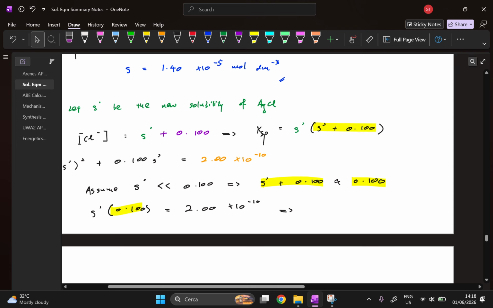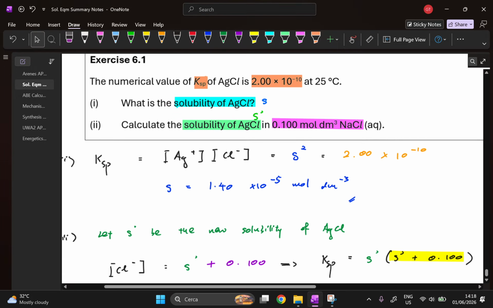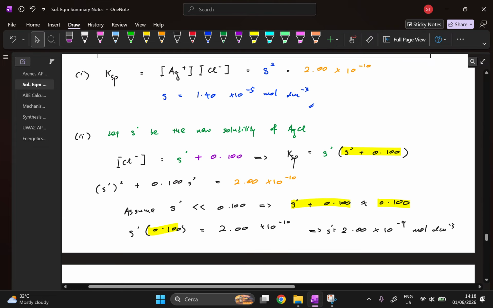Okay, so if you solve, you're going to get the new solubility will be 2.00 times 10 to the minus 9 moles per dm cube. So naturally, my solubility has gone down from 10 to the power minus 5 all the way to 10 to the power minus 9. And obviously, 10 to the power minus 9 is indeed much, much less than 0.1, because 0.1 is just 10 to the power minus 2.